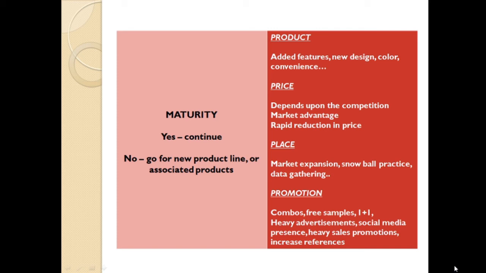Again, if the 4P strategy stays good, continue your strategy. If it doesn't, and we are already in the maturity stage, find out what the competitor does. If they are also struggling, we have to go for a new product line, or you can go for associated products. That is what the best can be done in the maturity stage.